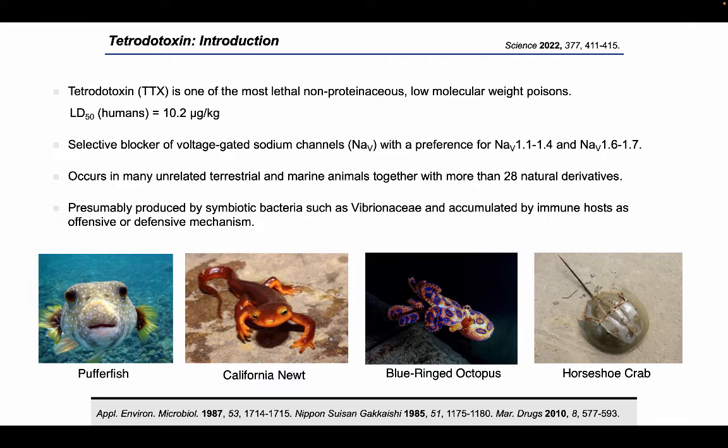It occurs in many phylogenetically unrelated terrestrial and marine animals. Apart from the pufferfish, these are, for example, the Californian newt, the blue-ringed octopus, or the horseshoe crabs. Apart from tetrodotoxin itself, it occurs with more than 28 natural derivatives. Tetrodotoxin is presumably produced by symbiotic bacteria such as Vibrio and accumulated by immune hosts as offensive or defensive agents. But to date, its biosynthesis and ecological role remain an enigma.